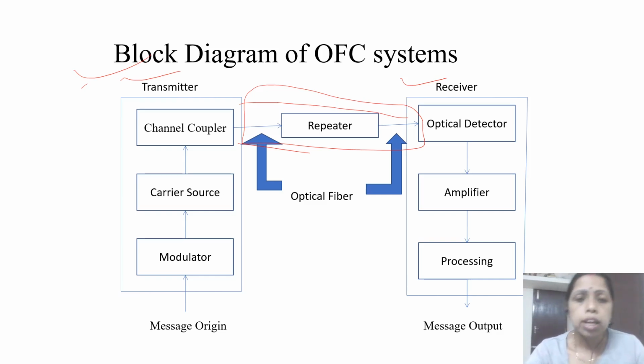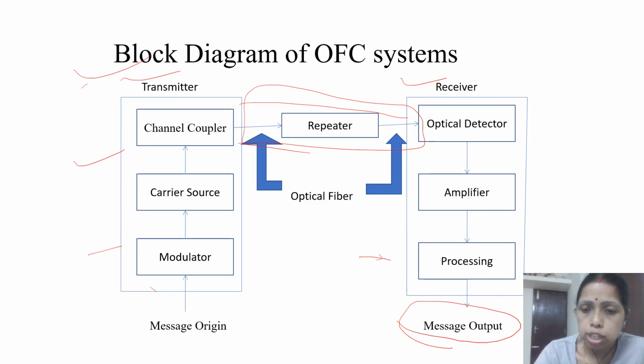Here you can see that the transmitter has lots of components, and the receiver also has lots of components, like the message modulator. Before entering the channel we have to modify the signal, and when it comes to the receiver side, the user side, you also need to modify the signal.